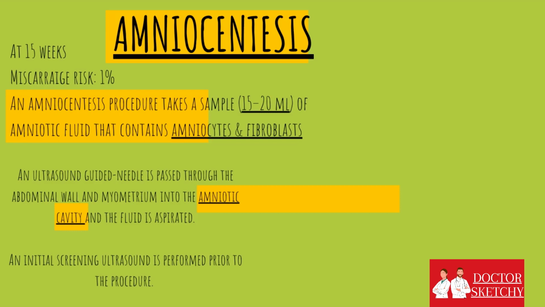Let's move to amniocentesis. It is done at 15 weeks and the miscarriage risk is 1%, 1.9% to be accurate. What is amniocentesis? It is a procedure in which a sample is taken from the amniotic fluid and it contains amniocytes and fibroblasts. Around 15 to 20 ml is taken.